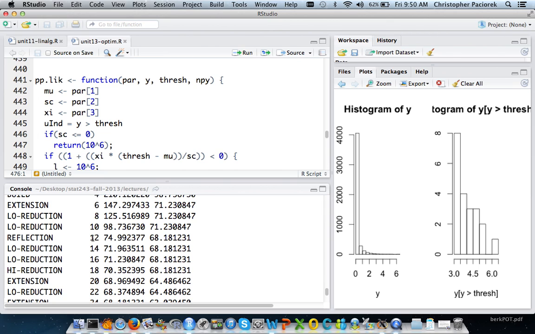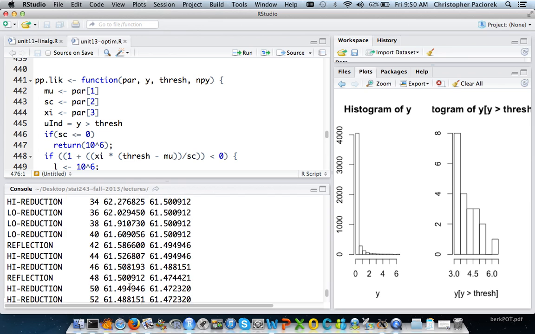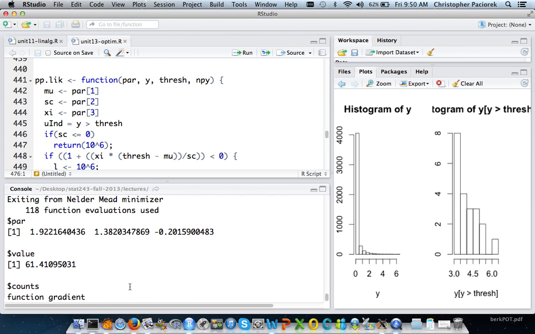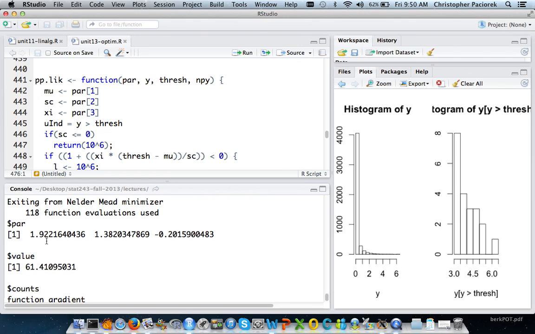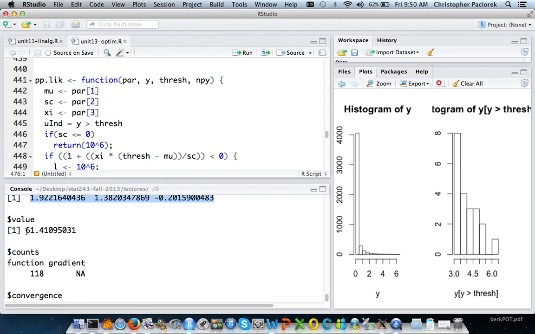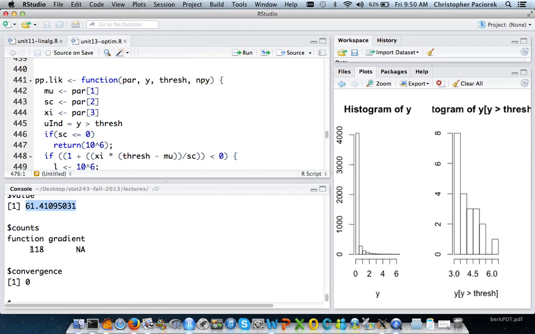Right? So it's walking its way through the space, and eventually it reaches its convergence criterion, and it says, okay, these are the estimates. So 1.92 is the location, 1.38 is the scale, minus 0.2 is the shape. The value of the objective function at the minimum is 61. It evaluated the function 118 times in the process of doing this.